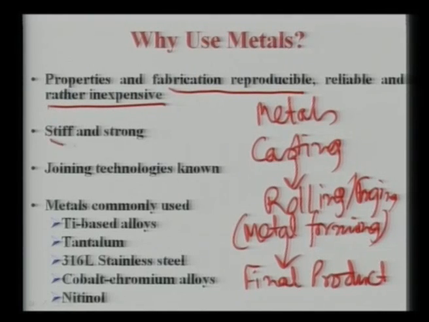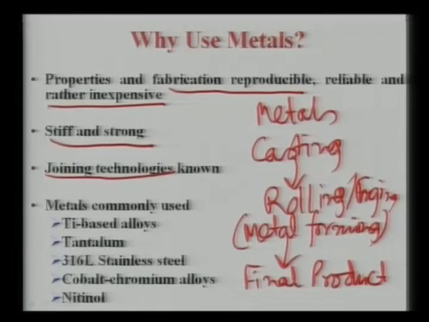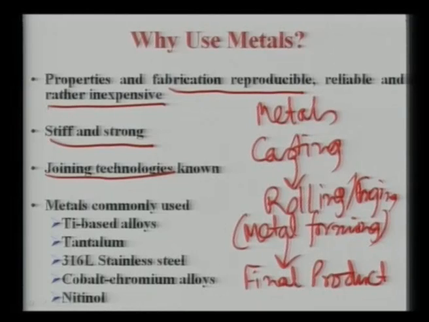Metals are stiff and strong, as I said, typically with a tensile strength of around 500 MPa. Now joining technologies are all known. Joining technologies means, suppose you want to make a complicated part of a bimetallic part, then you want to join two parts. For example, this is one part and this is another part. Typically the welding process is quite standard or well known, and these welding or joining processes can be easily adapted for a particular application.